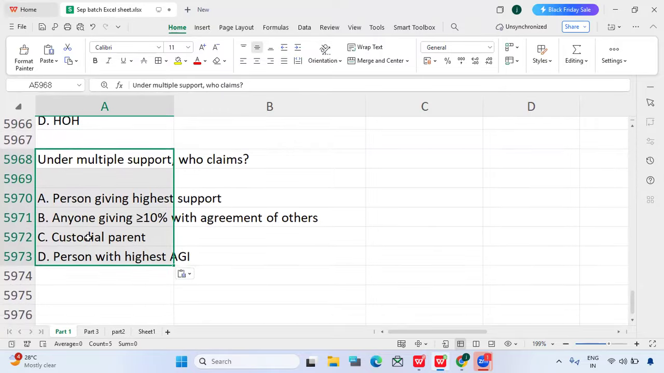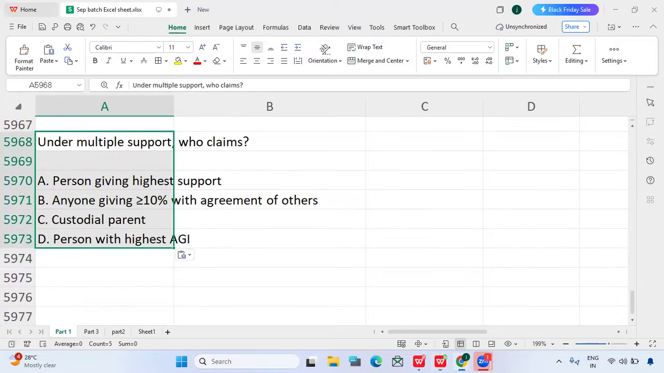Under a multiple support agreement, who can claim? Option B. Anyone giving more than 10% with the agreement of the others. Why B? Because he is supporting more than 10% and the others have agreed.